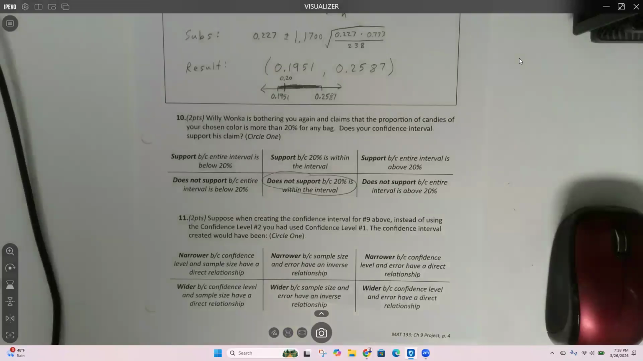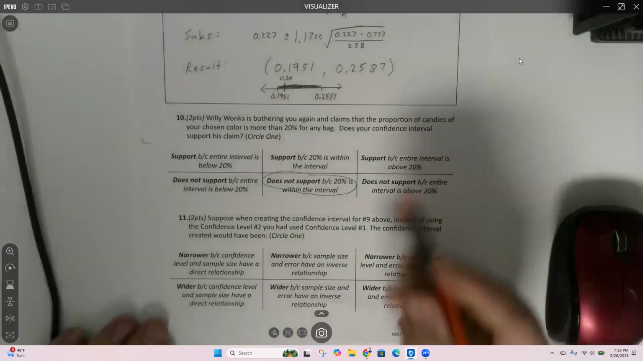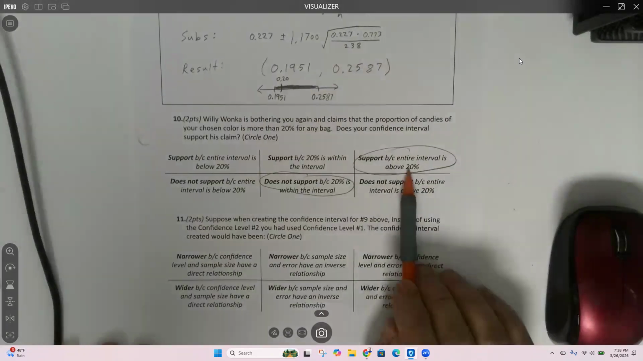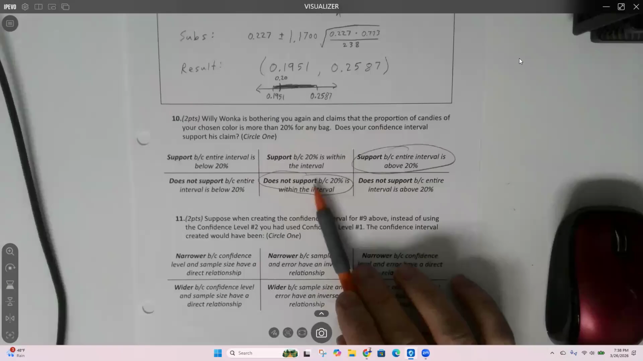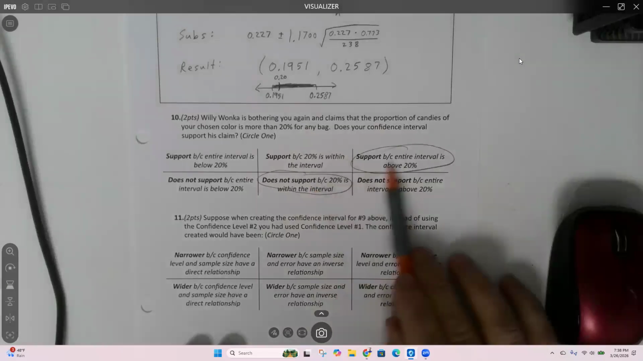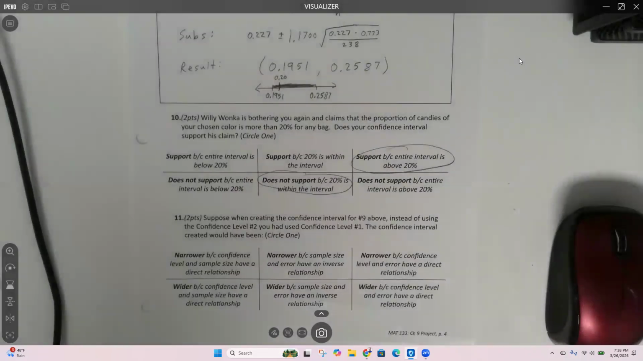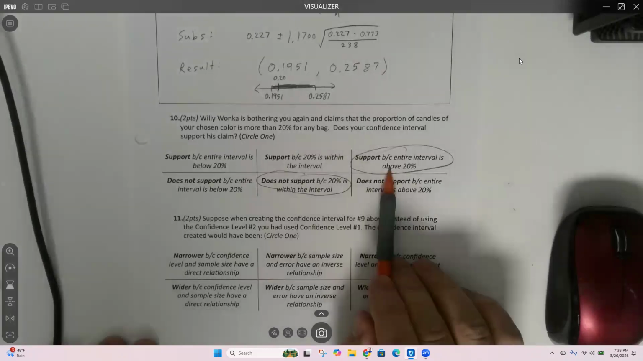Oh, Mike's giant sample size actually ended up being this one. So if 20% is not inside your interval, you would say support because the entire interval is above 20%. So don't circle both of these. Your answer is one of them, depending on where 20% lands, whether it lands inside or outside your confidence interval. Okay, Mike, even though you ended up supporting his claim, oh, and it's yellow.